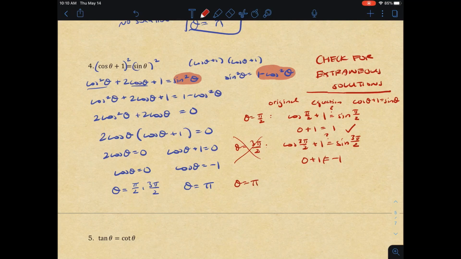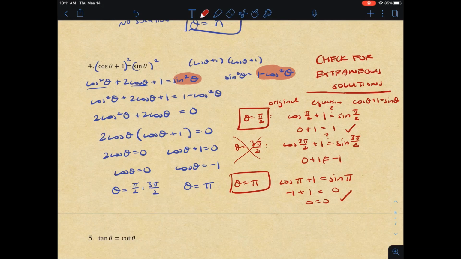Lastly, you want to check theta equals pi. Cosine of pi plus 1 equals sine of pi. Cosine of pi is negative 1. Sine of pi is just 0. 0 equals 0, and that is a solution. So in this case, we only end up with 2 solutions, not 3. So whenever you square both sides, always check for extraneous solutions, okay?